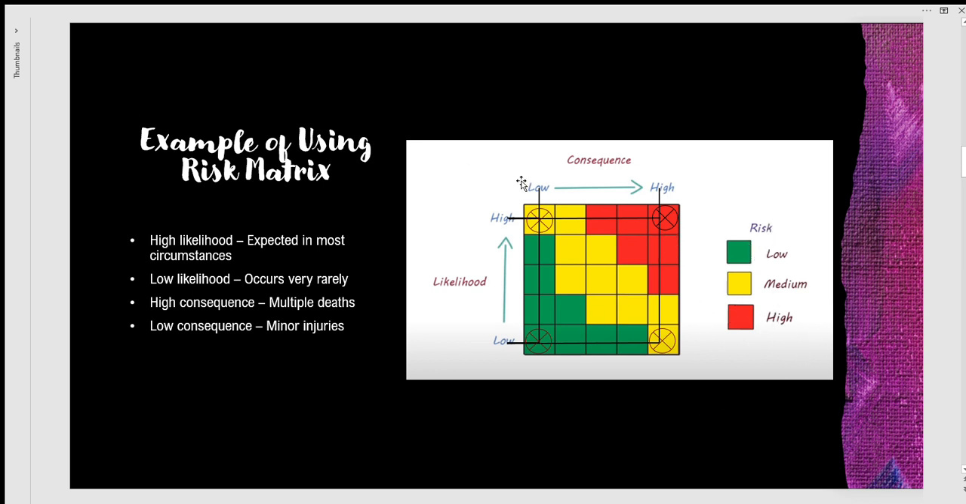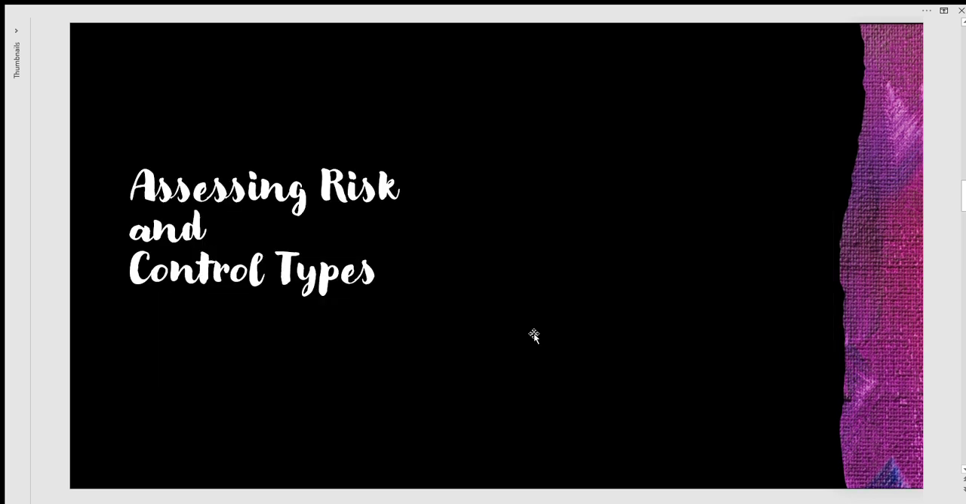So, madaming example pa ng risk matrix. Hindi lang ganito yung itsura niya. Marami pa siyang itsura. Pero this is the common one. Let's move on. So, assessing risk and control types.